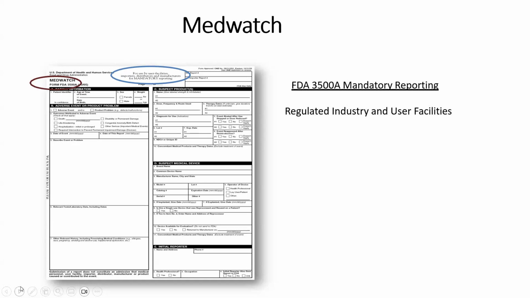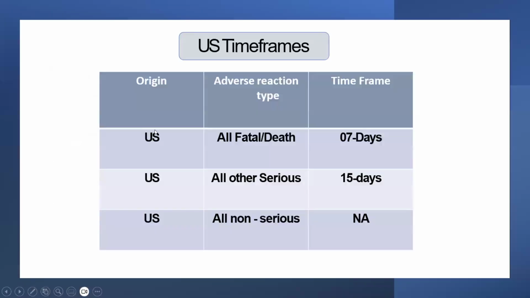Okay. So now moving to the US time frames. As I already informed you, in the US all the fatal and death cases need to be submitted in 7 days. All other serious cases, other than death and fatal, need to be submitted in 15 days. Okay, and the US does not require the non-serious cases. So these are the time frames, and we have to follow them. If we are not following these time frames, then it would be a non-compliance.